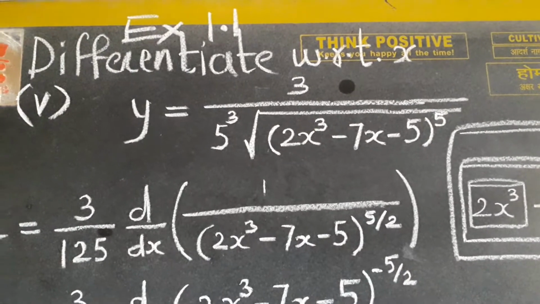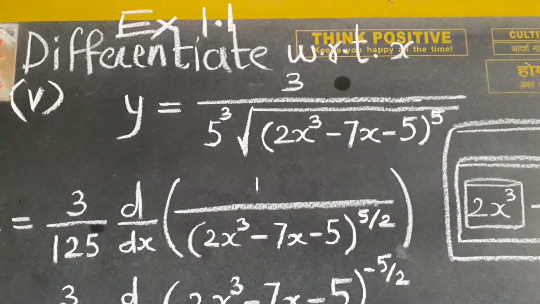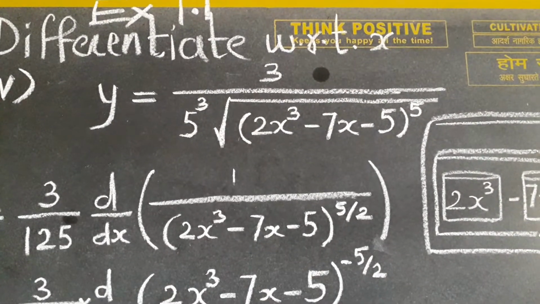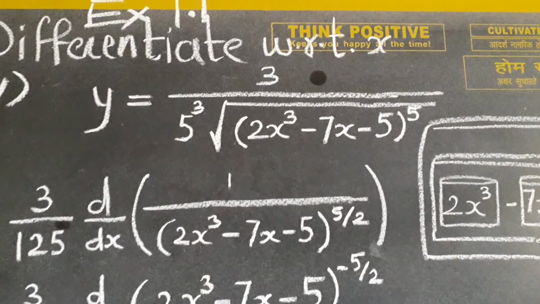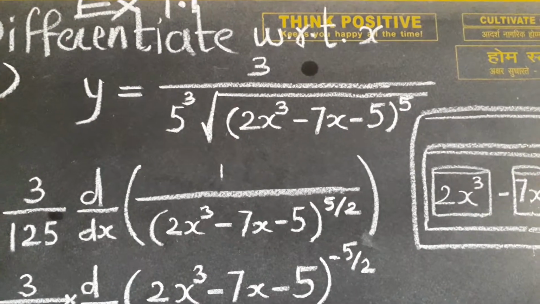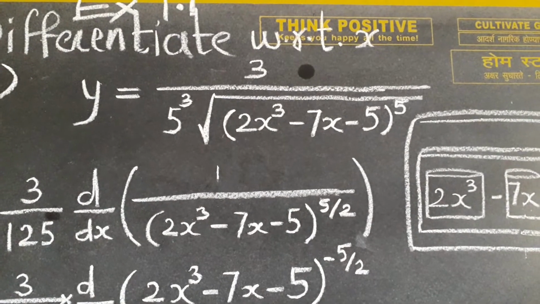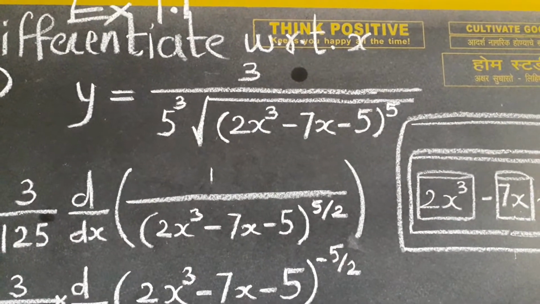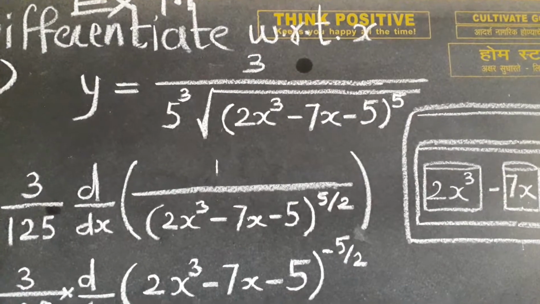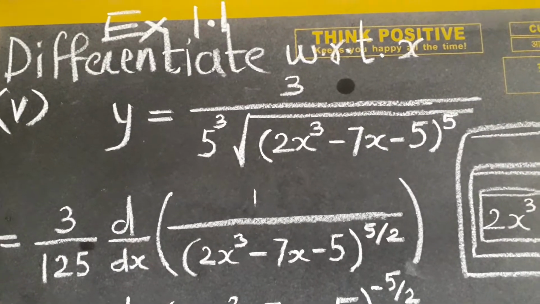Hello friends, we will consider one example here. Differentiate with respect to x. The expression to differentiate, we consider it as y is equal to 3 upon 5 cube multiplied by root of (2x cube minus 7x minus 5), the whole bracket raised to 5. This is the expression which we want to differentiate.